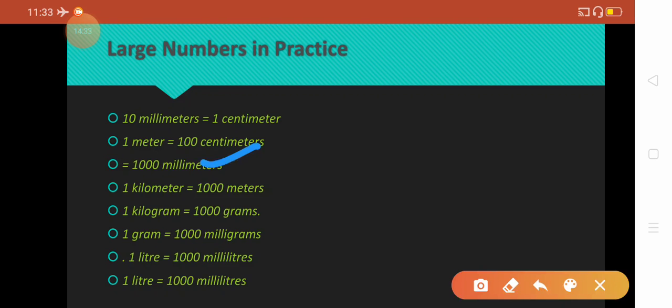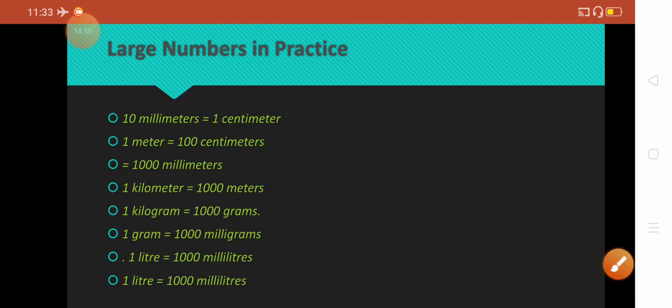Now 1 kilometer is equal to 1000 meter. So first of all, you will learn 1 kilometer is equal to 1000 meter, 1 meter is equal to 100 centimeter, 1 centimeter is equal to 10 millimeter. So the largest value is 1 kilometer. The smallest value is millimeter. Understand? Kilometer is largest, millimeter is smallest.